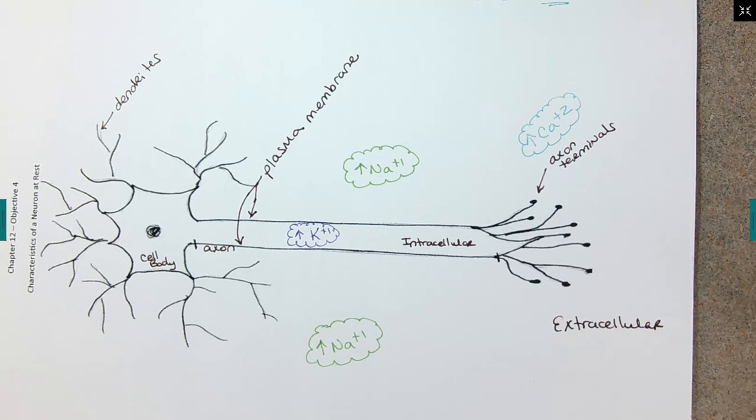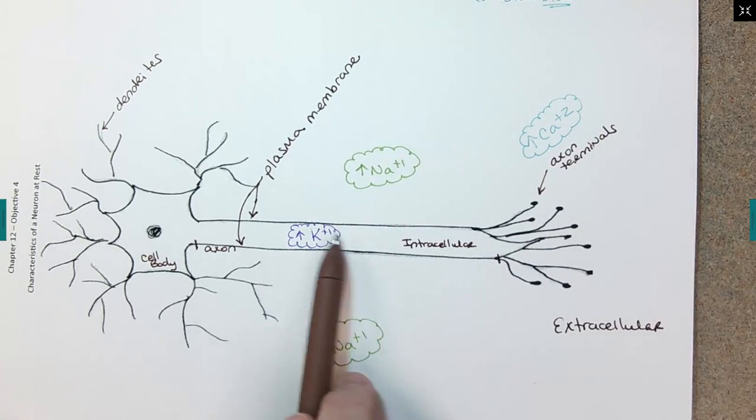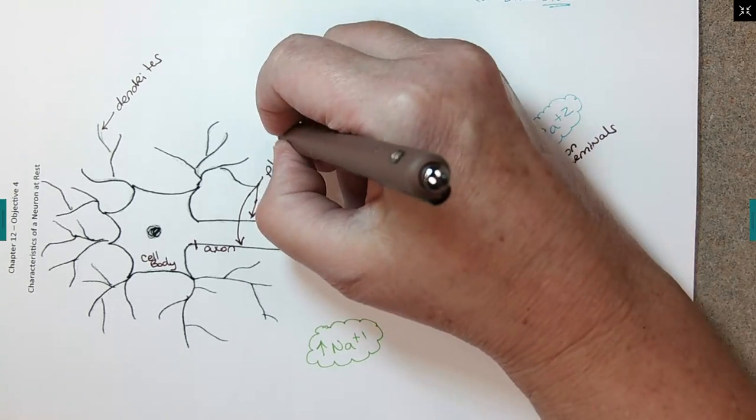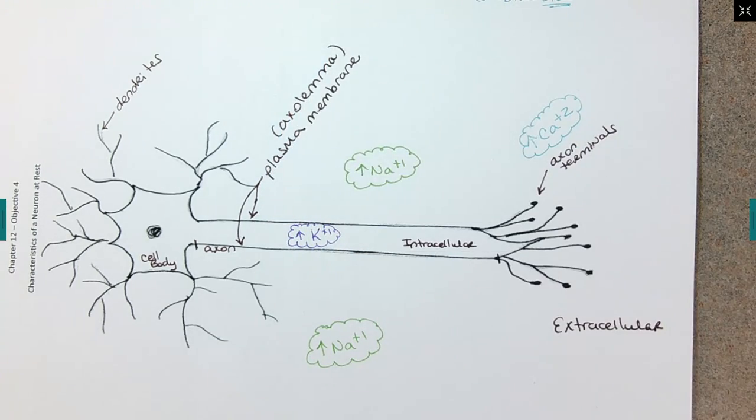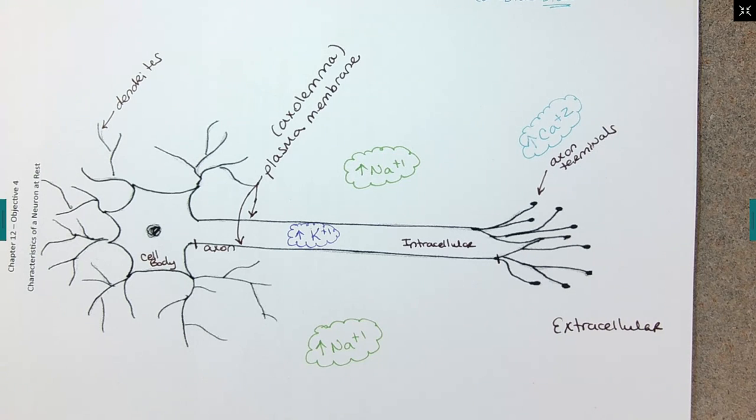Now, because we're talking about the plasma membrane of the axon, sometimes this is called the axolemma. So if you ever hear that, that's all that's talking about. It's just a fancy name for the plasma membrane of an axon.